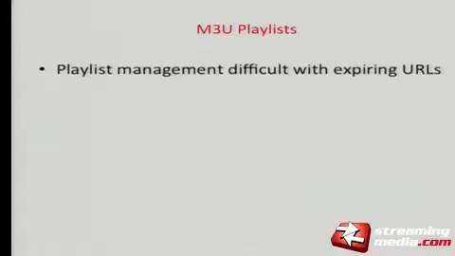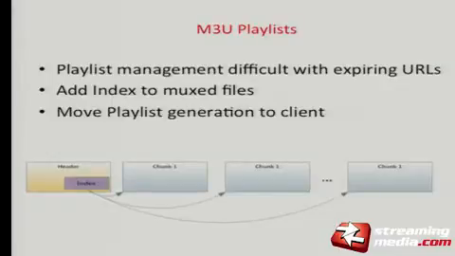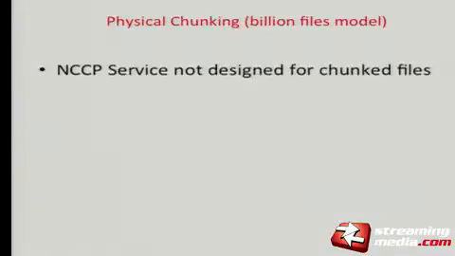On the M3U playlist, as I mentioned, it's very difficult with expiring URLs. So we added an index to these muxed files that we were producing, which has shown up a lot in our client models. And we just moved the playlist generation to the client. So the client starts out, grabs the headers for all of the streams it's going to use, generates an M3U playlist, and feeds that to the iOS playback engine using localhost. So iOS goes to get the playlist. It was generated on the client. So that's how we solved the playlist problem. Then the last thing we had was physical chunking, billions of files, right?